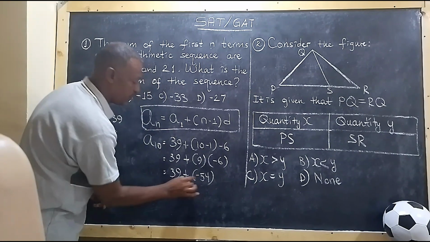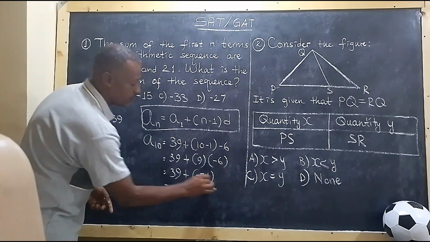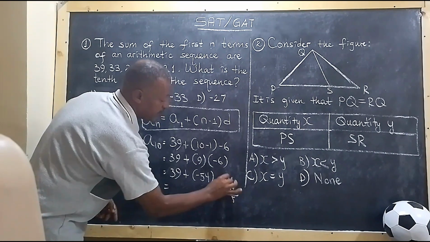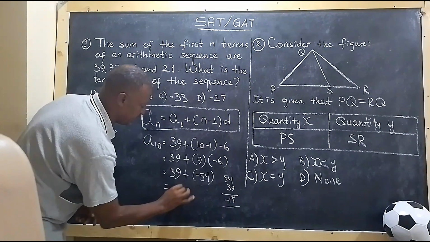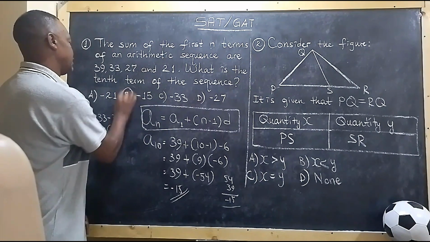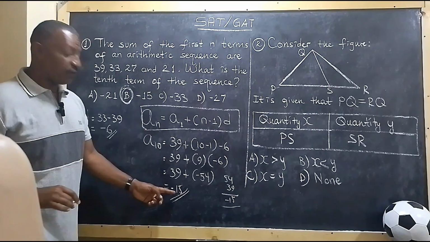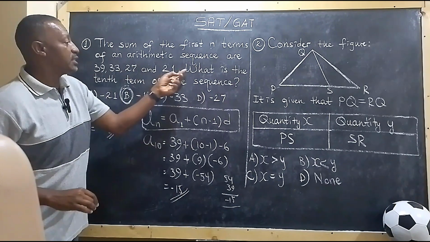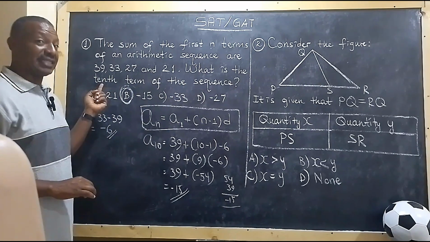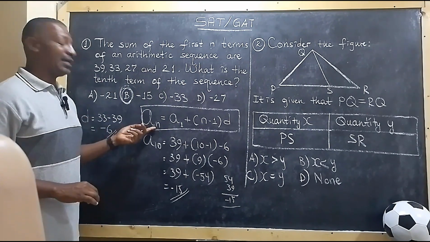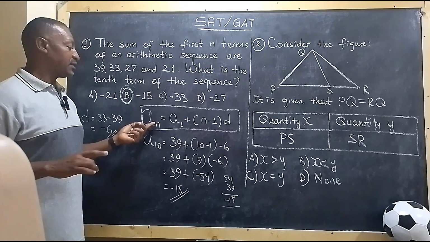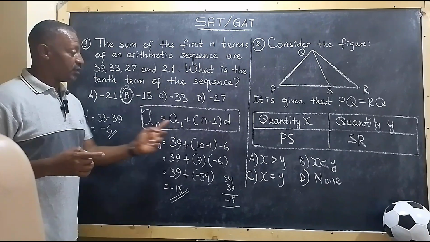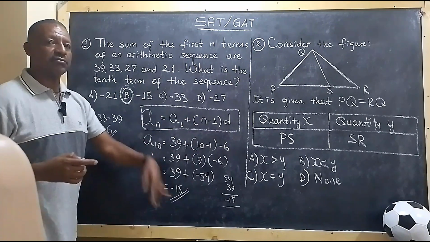Now if you analyze this, it is 39 minus 54, which is negative 15... so the answer is negative 15. You can find it in this way, or simply by adding negative 6 repeatedly, since it is the tenth term. But if you are asked for a very large term, like the 375th term, you can just substitute 375 and analyze. Simple.